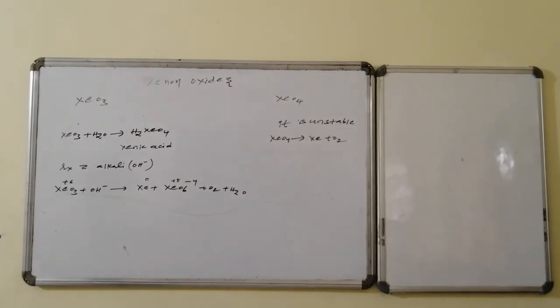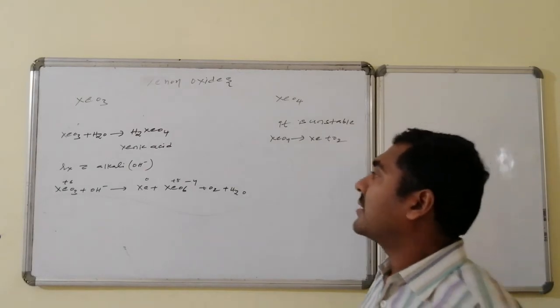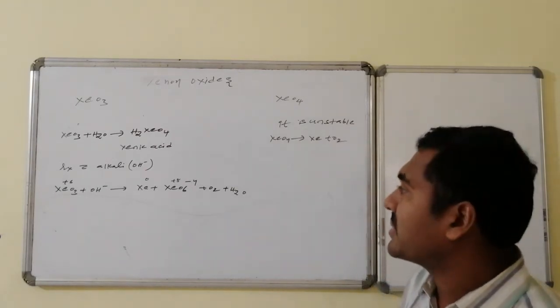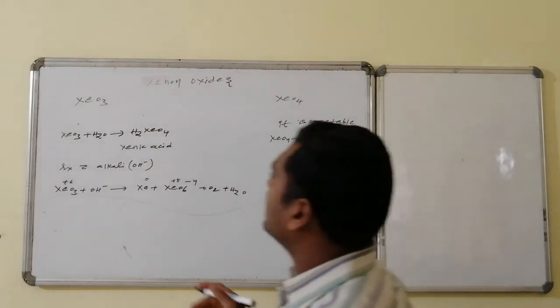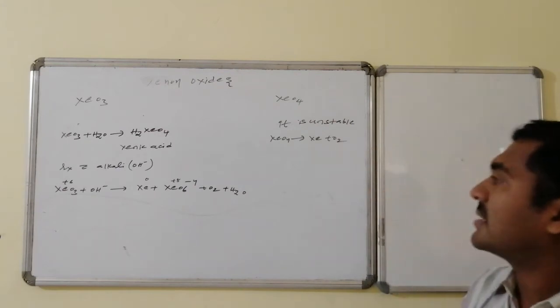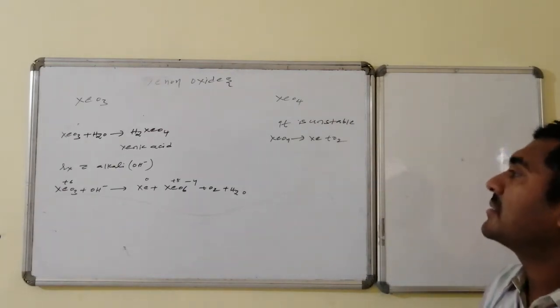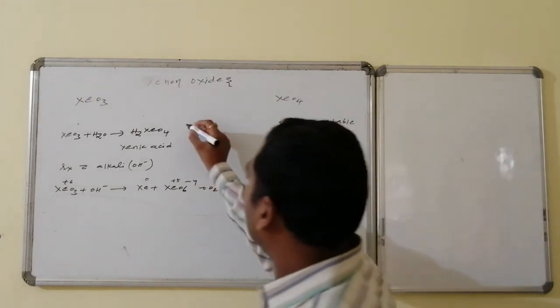Xenon trioxide chemical properties: on reaction with water it undergoes hydrolysis. As a result it leads to the formation of xenic acid. It is a non-redox reaction because every element maintains its corresponding oxidation number. Xenon +6 is maintained as it is, and oxygen -2 and hydrogen +1 are maintained. It is a non-redox reaction.